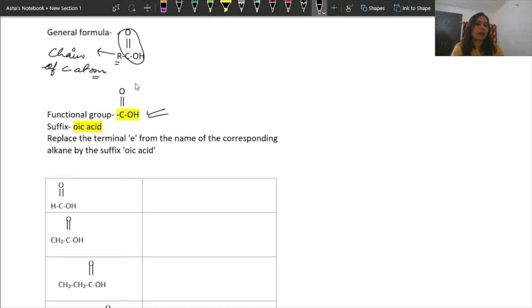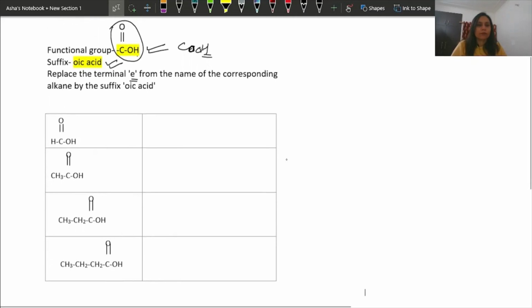You will have to identify if you are seeing COH and double bond O, or in short it is also called COOH, then this is a carboxylic acid group. Okay, so whenever you are seeing this functional group, COH or double bond O or COOH, then you will be adding a suffix OIC, oic acid, and you will be replacing the E from the alkane. So now in this example, let me just open the example table.